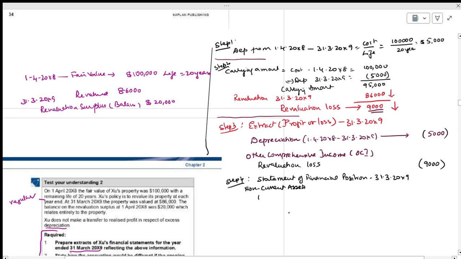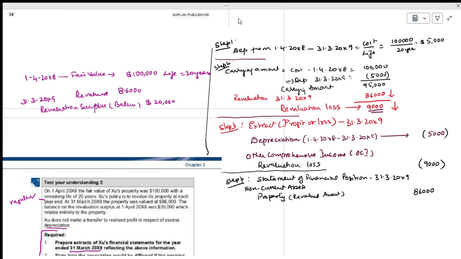How much is the property? Property is at the revalued amount. How much is the revalued amount? The revalued amount is 86,000. I am putting one line separating. Revalued amount is 86,000. We are not going to show anything else.